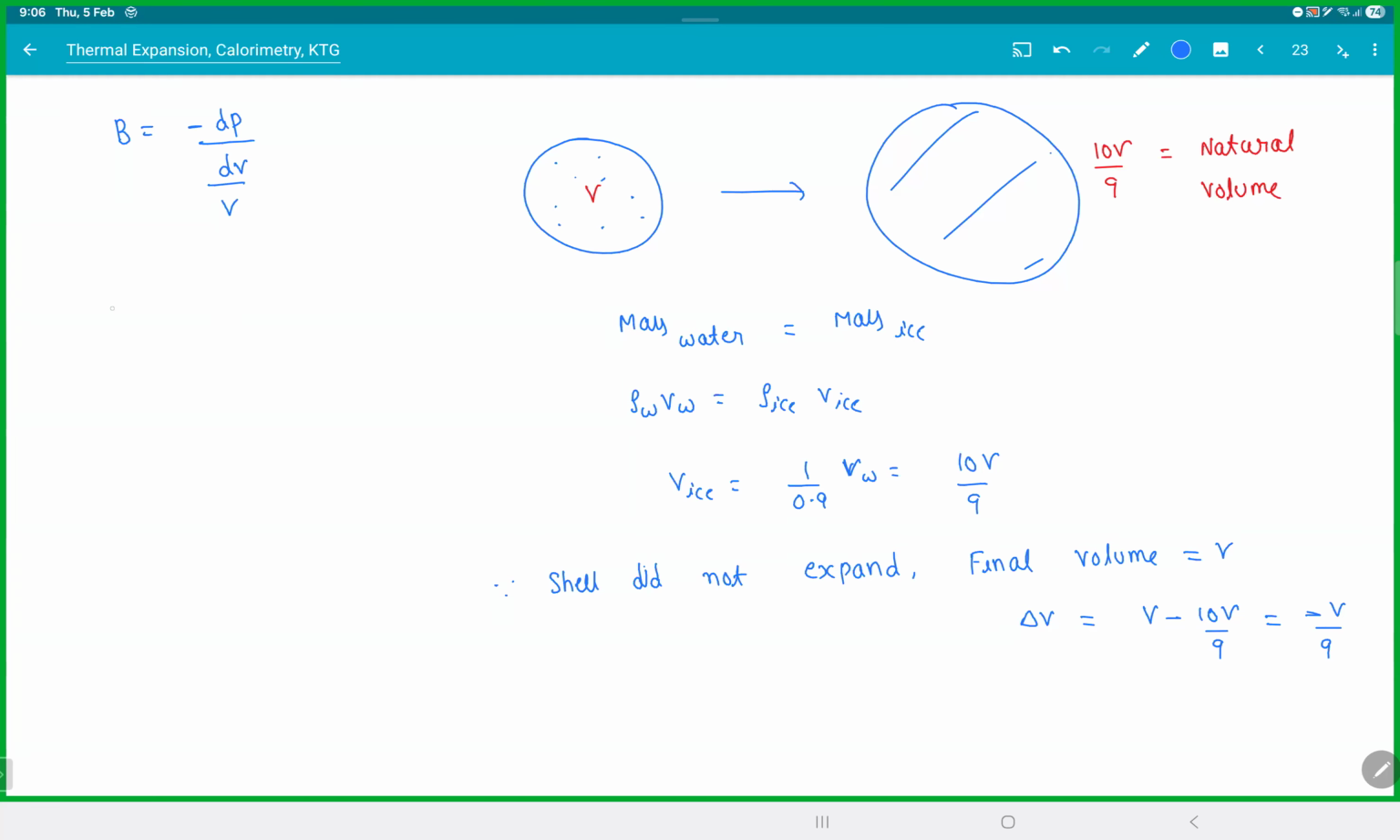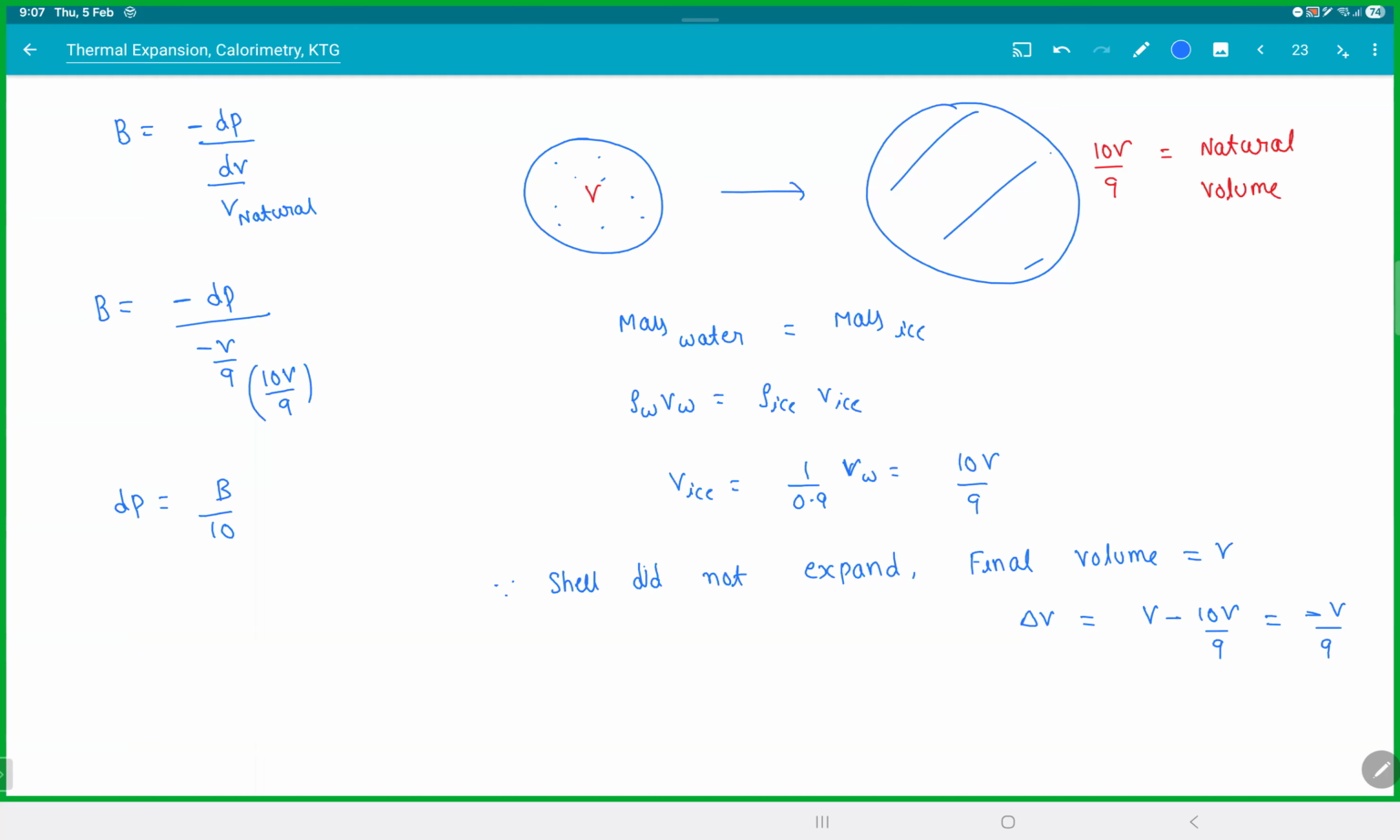Now apply the formula for the bulk modulus. So bulk modulus is minus dP times V by dV. Now be careful, this V is the natural volume, not the initial volume. That is the thing you have to be careful about. So dV will be minus V by 9, and the natural V is 10V by 9. So you end up with dP equal to B by 10. So the shell will experience a pressure of B by 10 because the water becomes ice. Clear with this? Easy question, but you should know the concept.